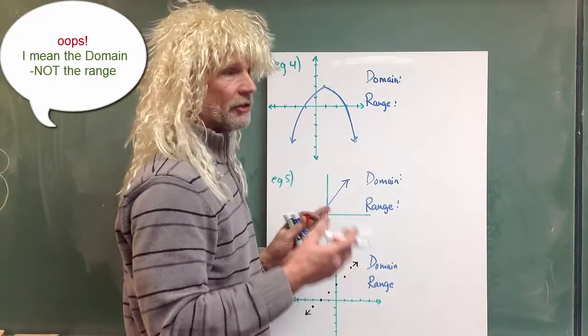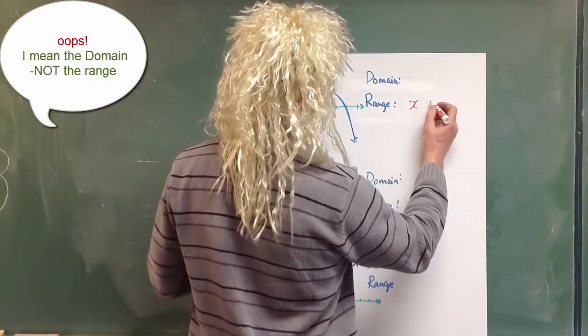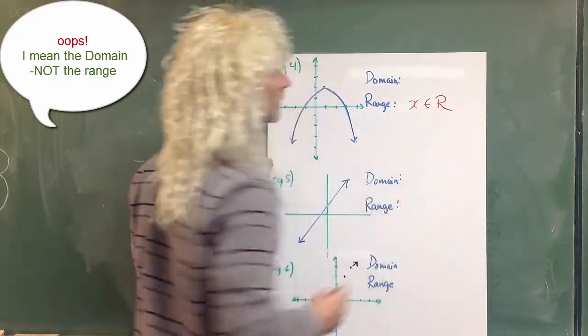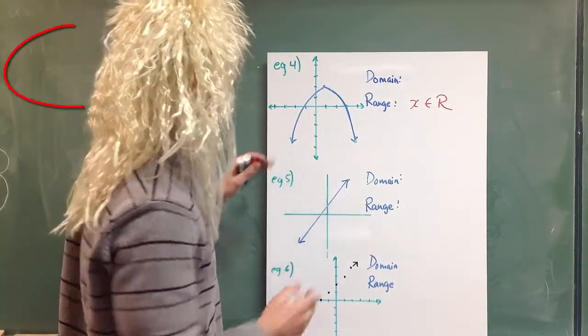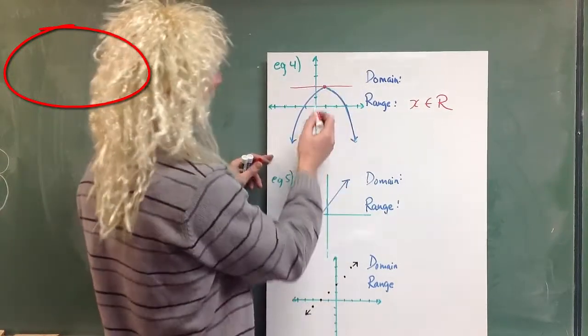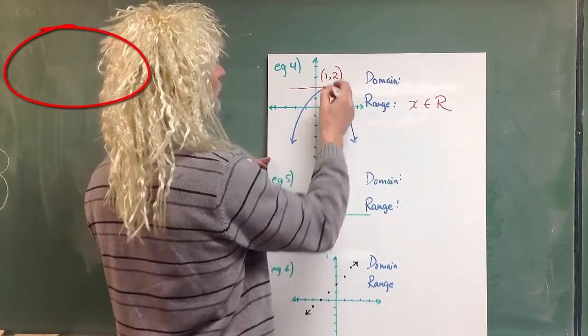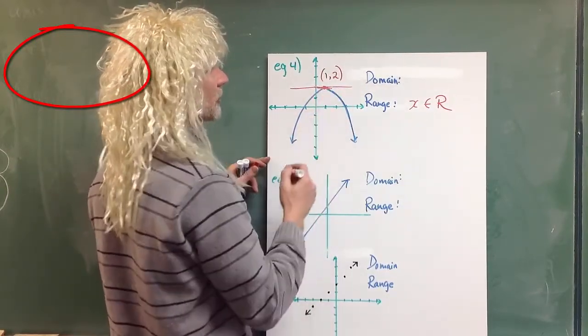Because there's no restrictions, we don't have to use the set notation. We can simply say x is in the set of real numbers. Okay, that's it. The range, on the other hand, has a maximum point. It's right here, at (1, 2). The maximum value of that function is where y is 2.